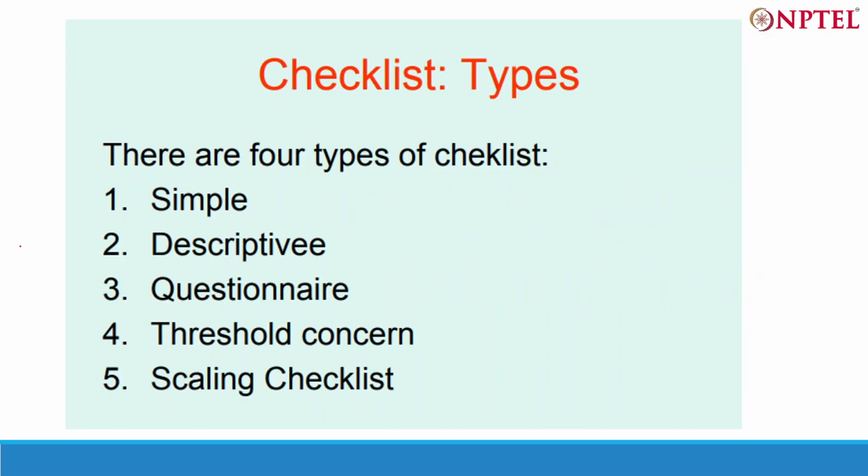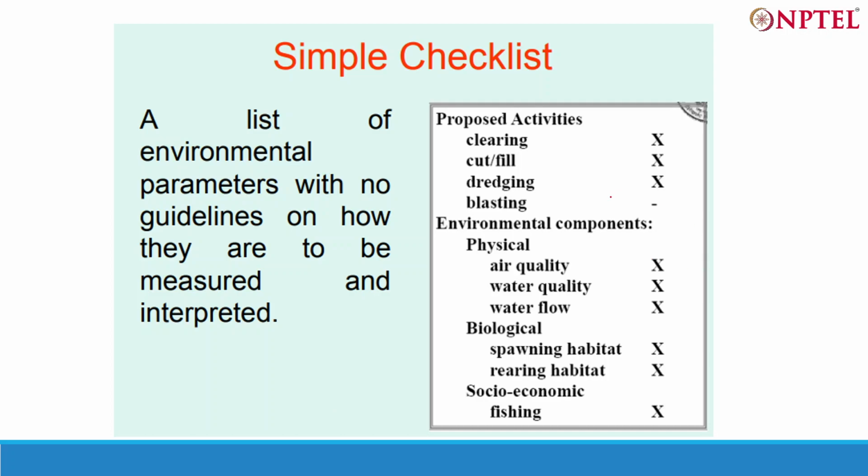There are generally four types of checklist: simple, descriptive, questionnaire, threshold concern, and scaling checklist. We'll look into the simple checklist. Try to think of some of the checklists which are used. Give me some examples where checklists are actually used before we proceed.